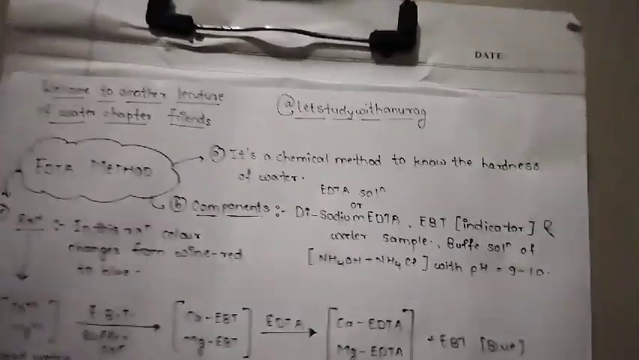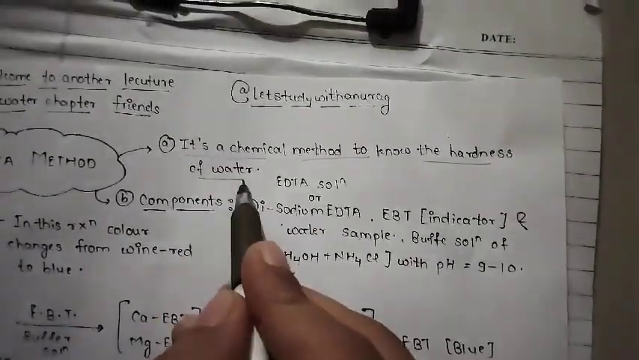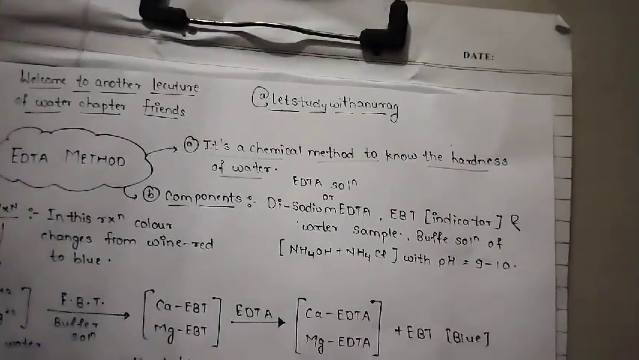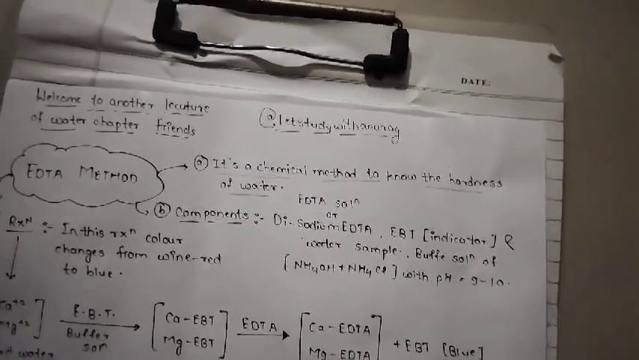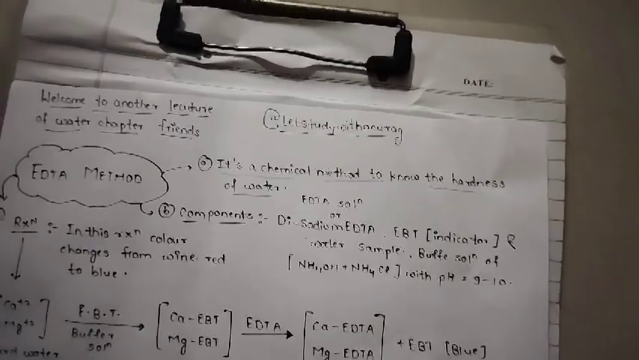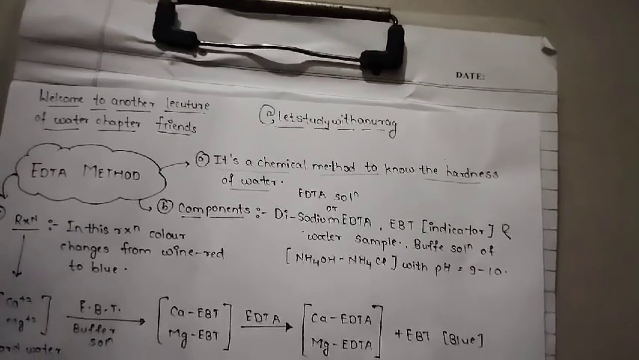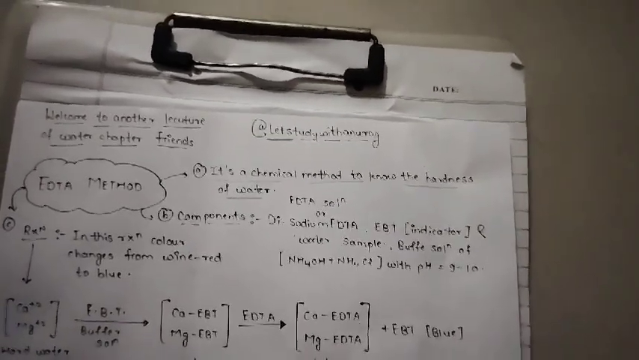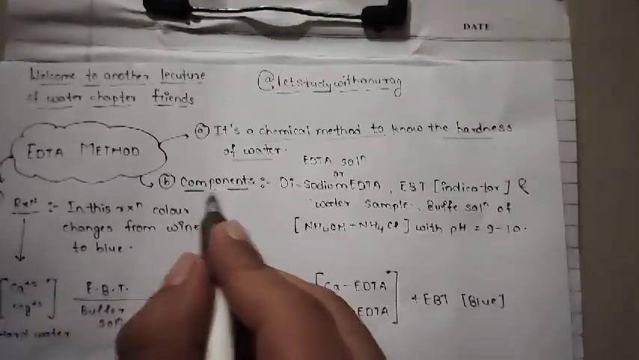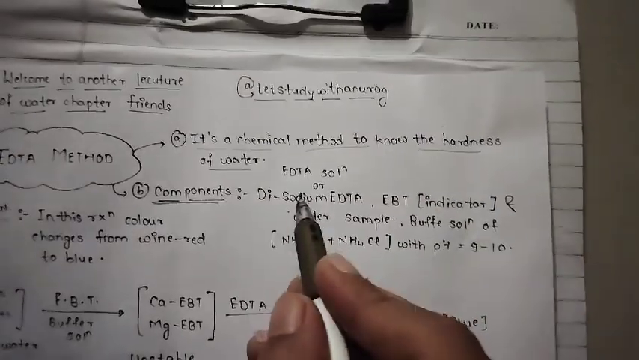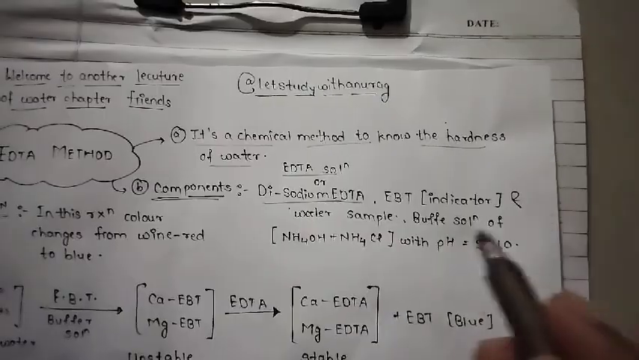So EDTA is a chemical method to know the hardness of water. As I have earlier discussed with you, there are many impurities which get added with water and cause hardness in water. To remove that hardness, we have several methods, and EDTA is one of those. So what are the components of EDTA? The components are EDTA solution, which is of disodium EDTA.